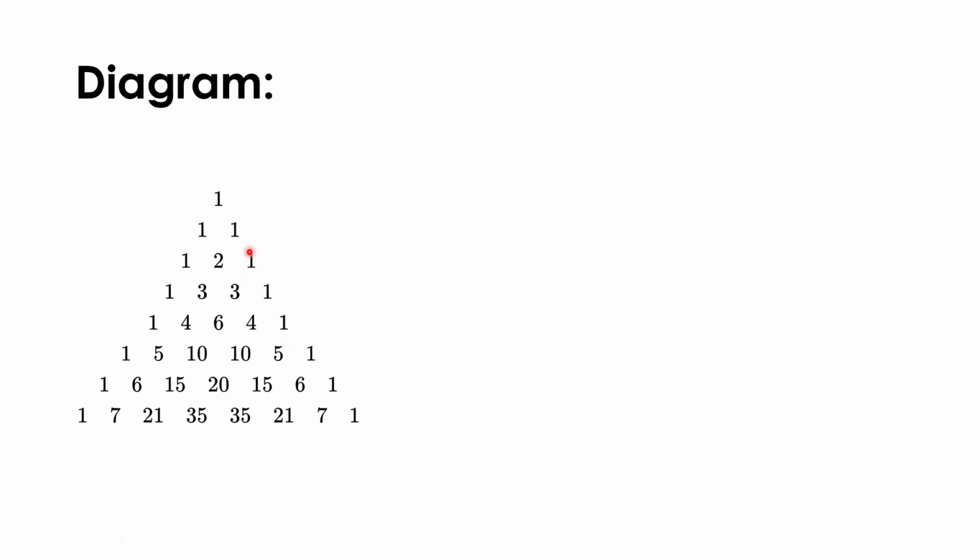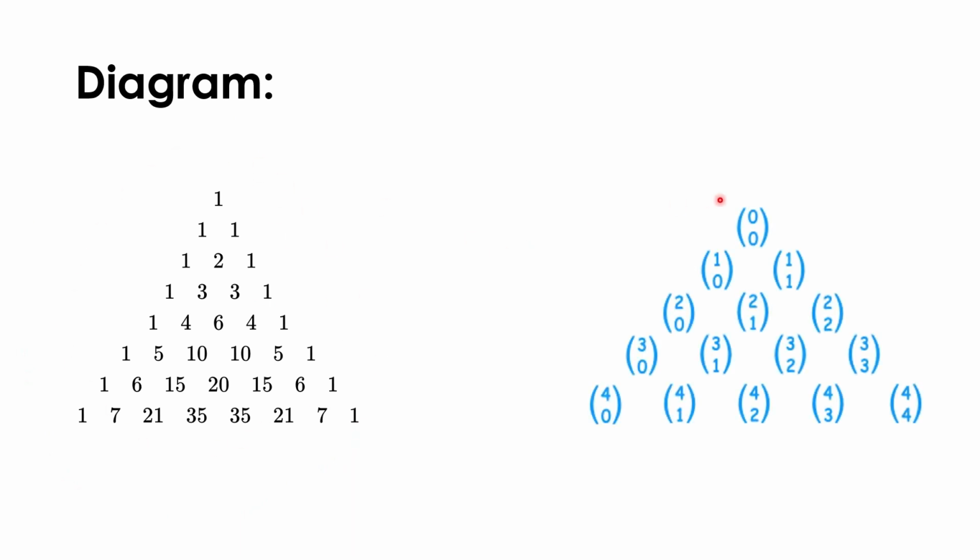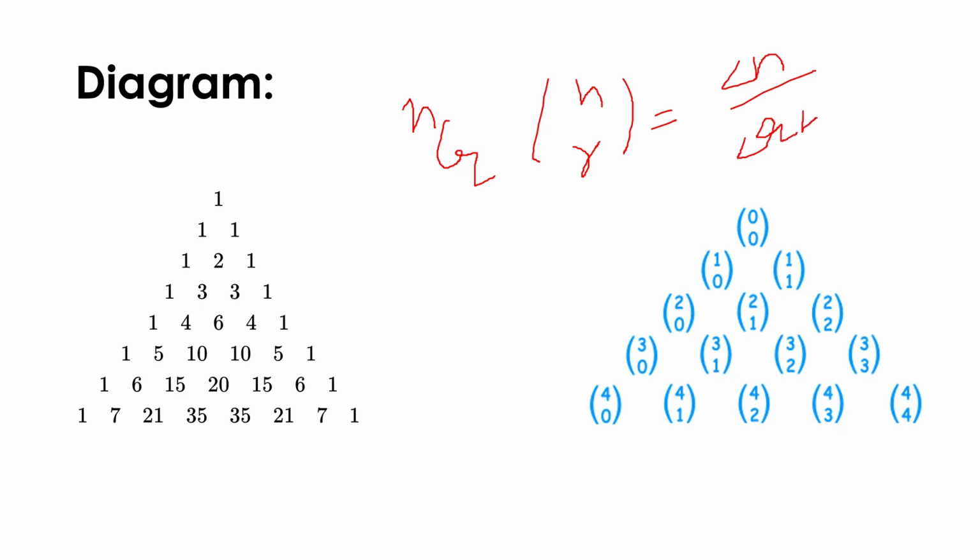Okay, so to do this, we have another method which is called the nCr method. This is the nCr function, which we can also denote by n and r. Its value is n factorial divided by r factorial times (n minus r) factorial. This gives us the same value as this term in the triangle.